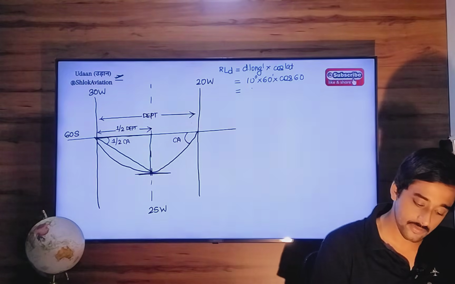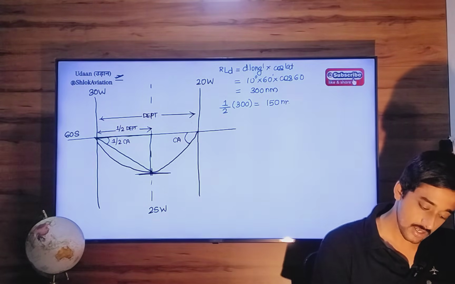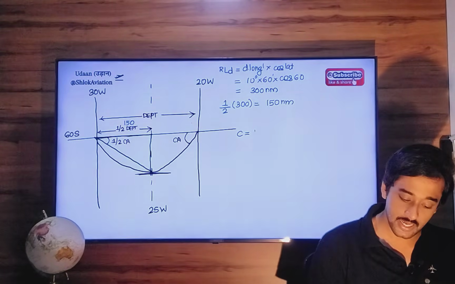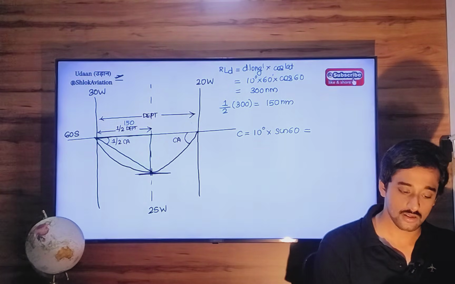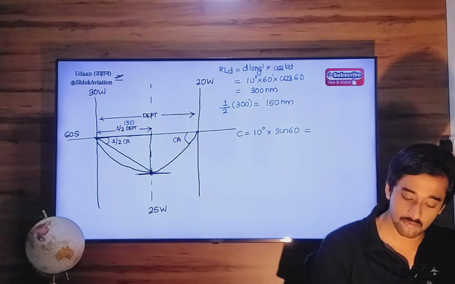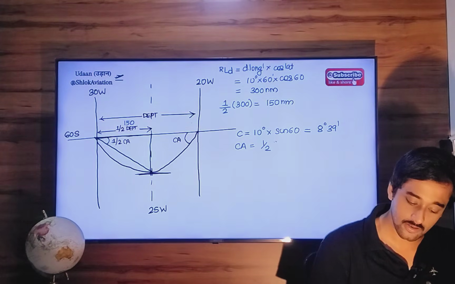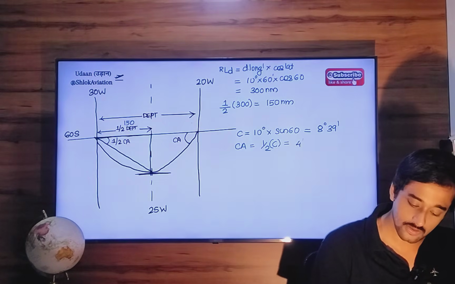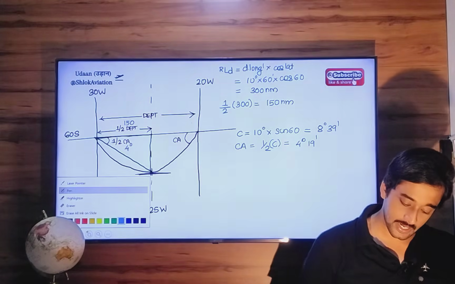That is 300. So half of that will be 150 nautical miles. So this half departure is 150 miles. Convergency is 10 degrees into sine latitude. That is 8 degrees 39 minutes. Convergency angle will be half of that, 4 degrees 19 minutes, or approximately 4 degrees. Now let's apply tan theta.